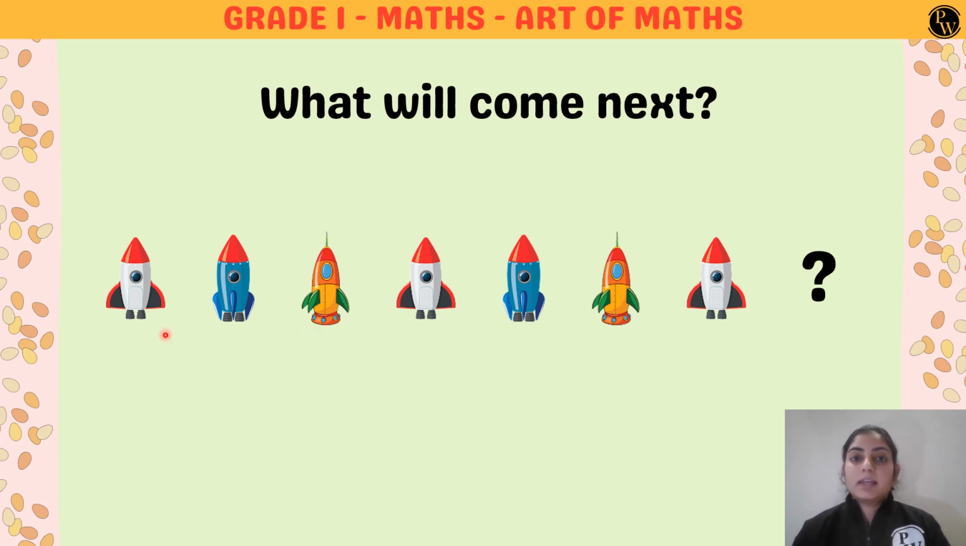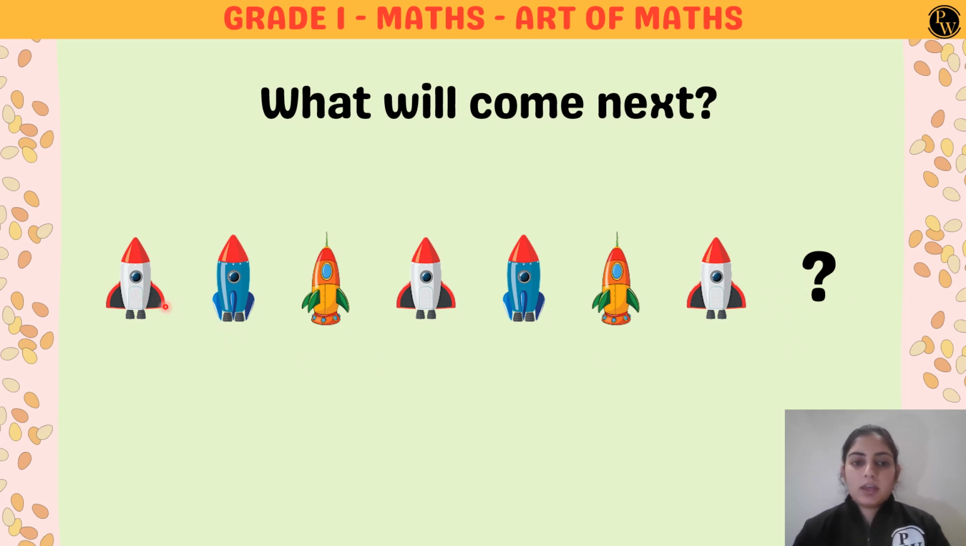Correct. So we can say it is again forming an ABC pattern because the first three pictures of rockets are being repeated. Now in the seventh place we see a white rocket again. That was our first rocket. So what will come next? If we repeat it as ABC, if we name this one as A, this one as B, and this one as C, what will come next here? That is the blue one, right? And we can say it is a blue rocket for B pattern, right?